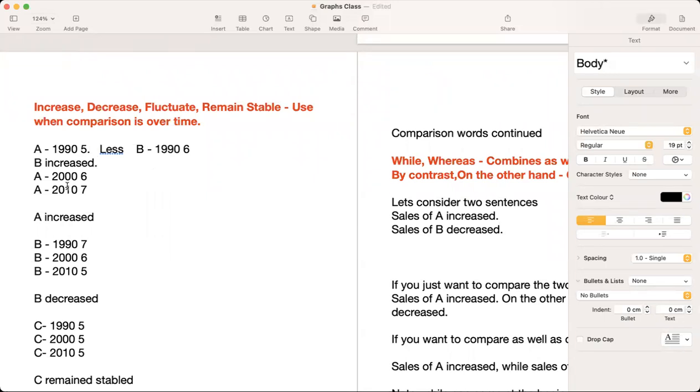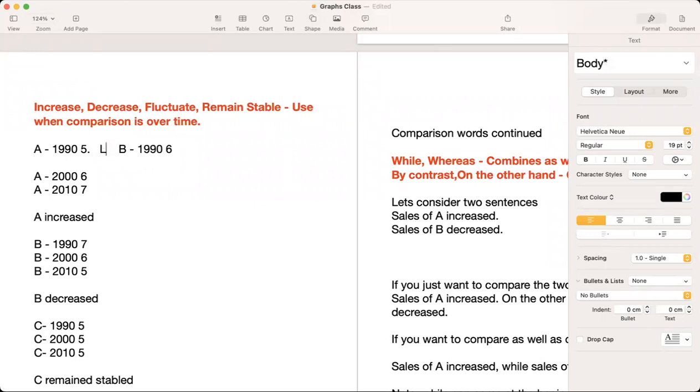This looks very simple, but trust me, it gets more complicated and more difficult when you do the exam. You sometimes make these silly mistakes. So remember, when we are comparing A with A itself, but over a different time period, 1990, 2000, then we use the word increase, decrease. We are not going to use the word when we are comparing A with B. We are never going to use the word increase, decrease when we're comparing two different things.